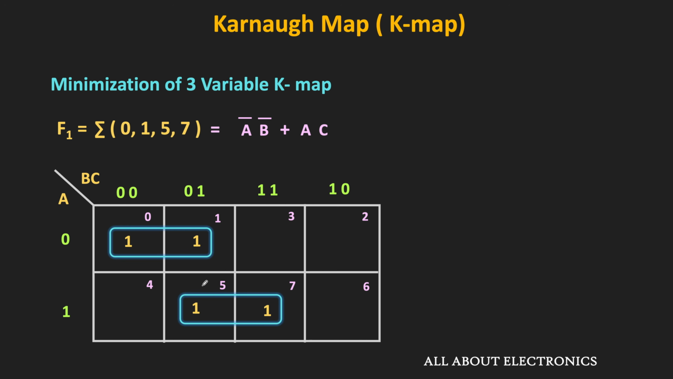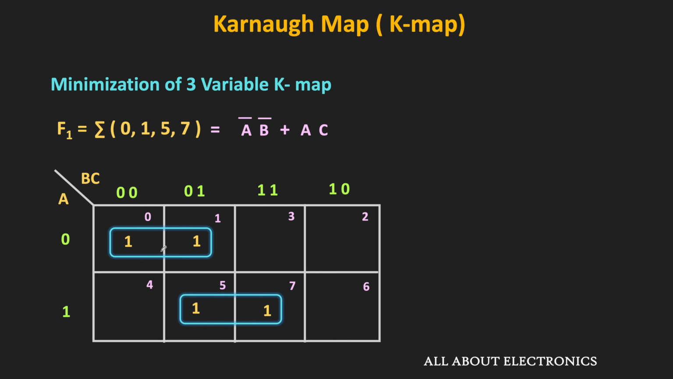Well, the answer is no, because we can do so only if both the groups are adjacent to each other. Now when we move from one group to the other group and only one variable is changing, then we can say that those two groups are adjacent to each other. And in that case, we can combine those two groups and make a bigger group.